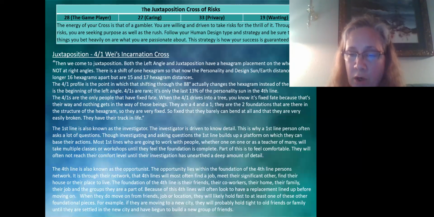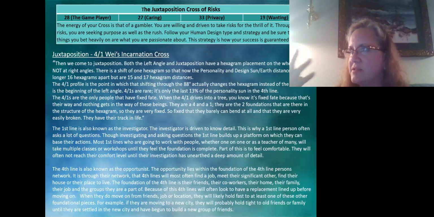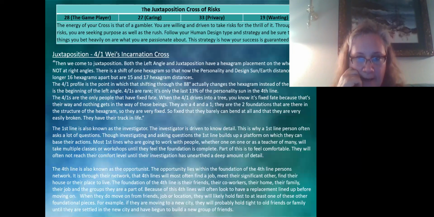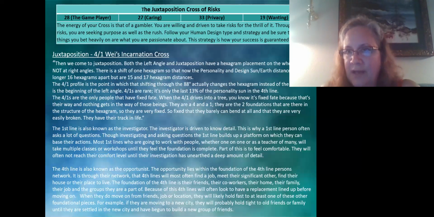Most 1st lines who are going to work with people, whether one-on-one or as a teacher, which is Wei's total talent and focus, will take multiple classes or workshops until they feel the foundation is complete. And part of this understanding is to feel comfortable. As fixed people, we understand that we're out of our comfort zone a lot of times when things are changing too much. I know I feel that way, and I'm all fixed. So finding the comfort level is important, and getting a lot of detail to try to get that comfort level is important to it.